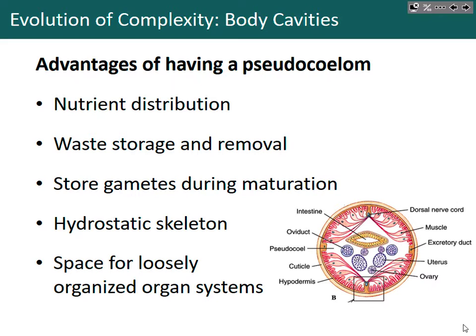Okay. So when we move from being acoelomate to pseudocoelomate, we get some advantages, right? There is a system for nutrient distribution. There is space and room for waste storage and removal more effectively. We've got this fluid-filled body cavity that we can move things through and distribute things through. There's also space to store gametes while they mature, and so we can put developing gametes out into that body cavity space and store them.